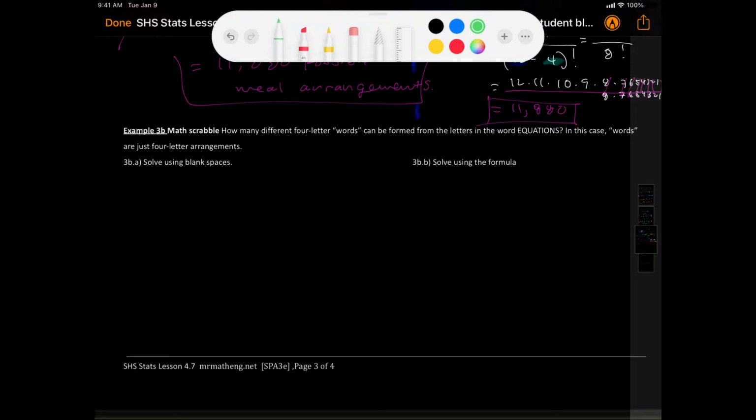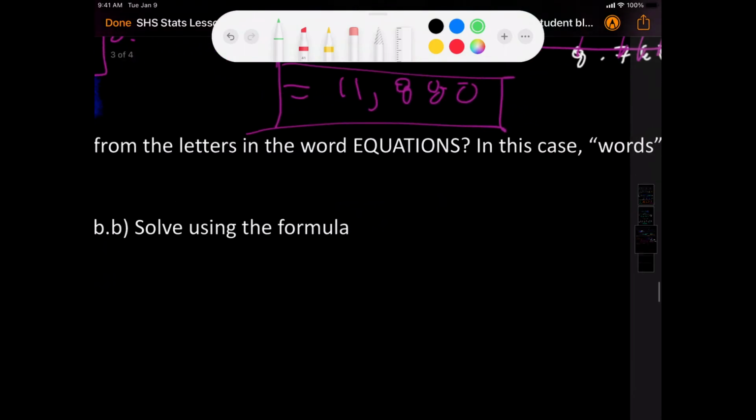Example 3B, Math Scrabble. How many different 4-letter words can be formed from the letters in the word EQUATIONS? So a 4-letter word means there's only 4 spaces. Okay, so it's kind of like Scrabble, right? So if you like, I don't know, E-A-T, that's a 3-letter word. Add S, eats. That's one of my words. Does this make sense? And you have all of these possibilities. So 1, 2, 3, 4, 5, 6, 7, 8, 9 to choose from.